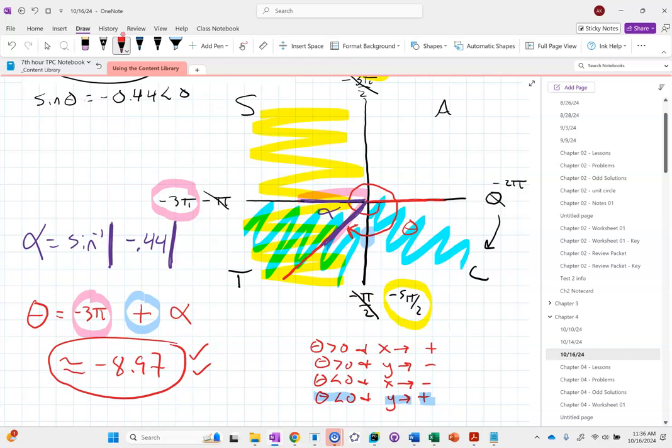And if the answer you get doesn't work, it means that you've made a mistake. Likely the mistake would be either the pink circle or the blue circle, or you put your terminal side in the wrong spot or something.